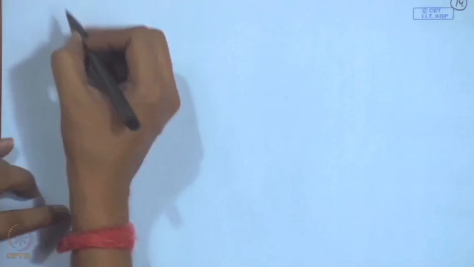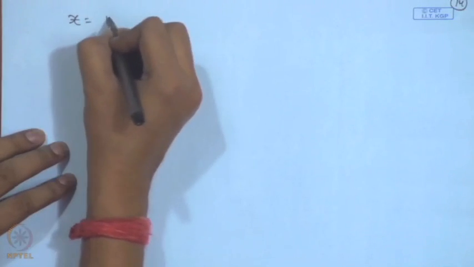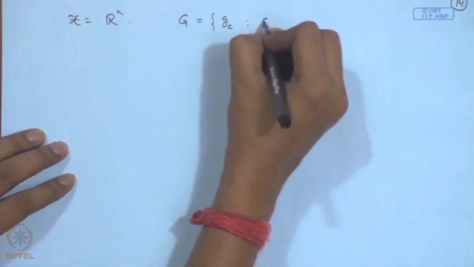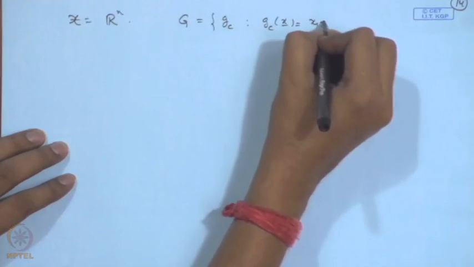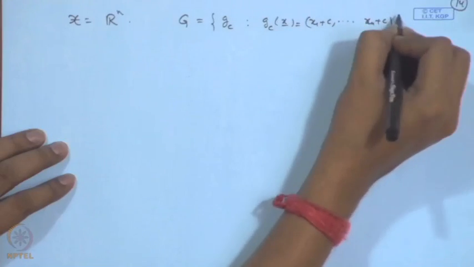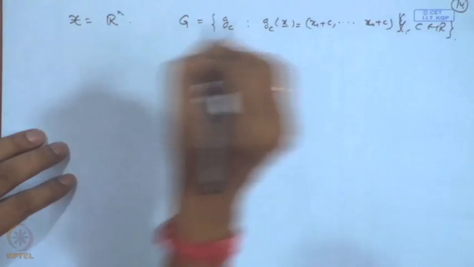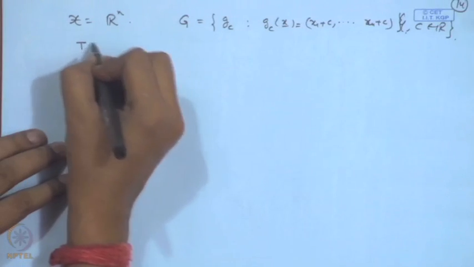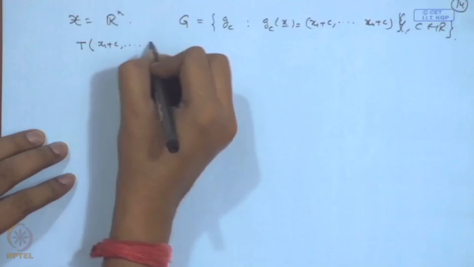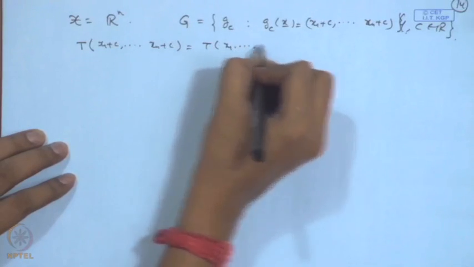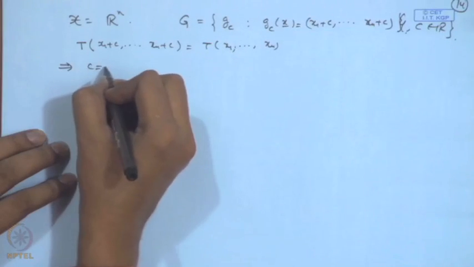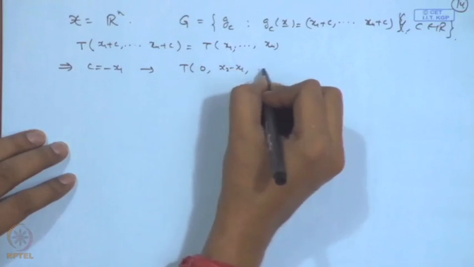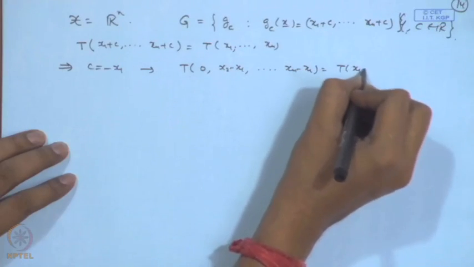Let me explain through some example. Let us consider, say, n dimensional Euclidean space, and G is the group of translations. So, G C of x is equal to x 1 plus c, x 2 plus c, and so on, x n plus c, where c is any real number. Then if we consider T of x 1 plus c and so on, x n plus c is equal to T of x 1, x 2, x n, then I can choose c is equal to minus of x 1, then that will give me T of 0, x 2 minus x 1 and so on, x n minus x 1 is equal to T of x 1, x 2, x n.